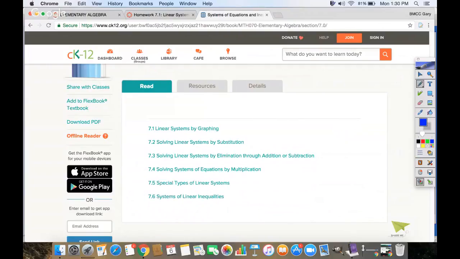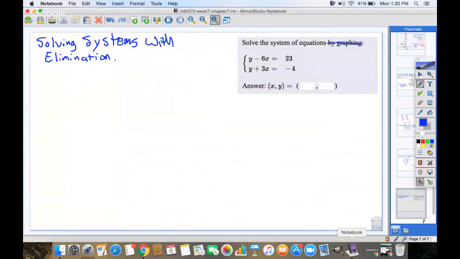So the idea of elimination is to combine equations to get rid of a variable. So I have this system over here. And notice that they both have a single y term in it. And here I have a negative 6x and I have a positive 3x. So one easy way to eliminate a variable is if one y was positive and the other one was negative, that would be nice. So what I'm going to do is take this second equation here, and I'm going to multiply each term by -1.